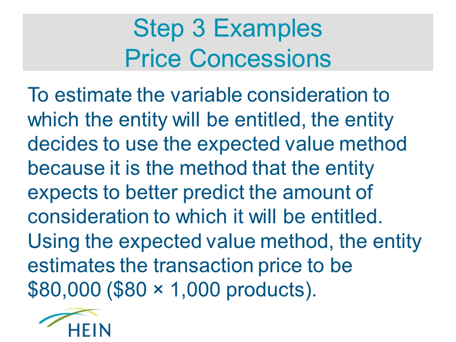So in order to estimate the variable consideration, they're using the expected value approach, which is a probability-weighted approach, because that's a method that it expects to better predict the amount of consideration to which it will be entitled. And using this approach, the entity estimates the transaction price to be $80,000 instead of the $100,000 that was originally transferred.